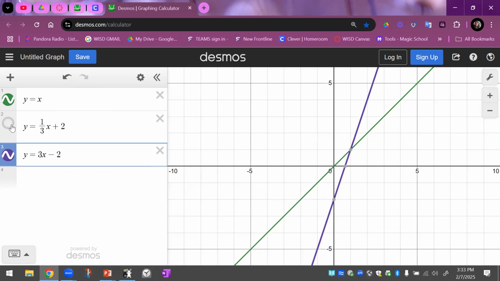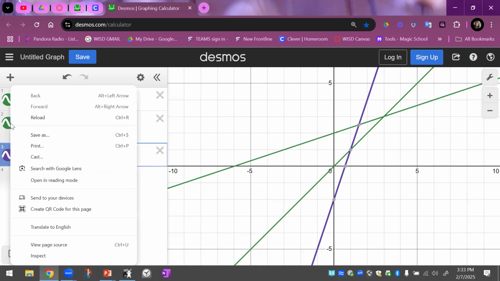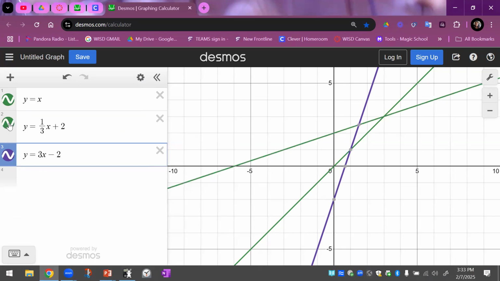I don't like that they made this line. Can you not change the color? Just going to hide that one.